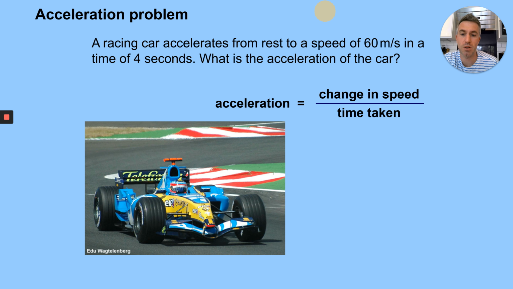What's the acceleration? So we do the equation. Acceleration is change in speed divided by time taken. You start at 0, end at 60, so 60 divided by 4 gives us 15 meters per second squared, and that's pretty fast. That driver, probably Michael Schumacher in the olden days, will be going very fast, push back on the car.